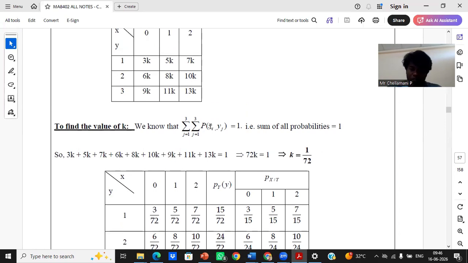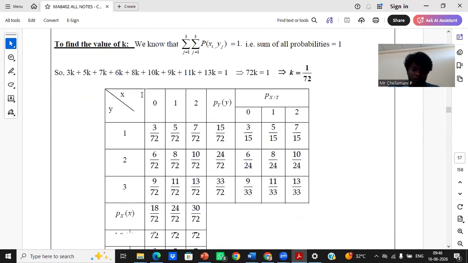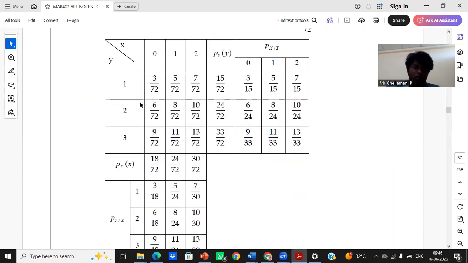So we substitute the k value in table number 1. Here x is equal to 0, 1, 2 and y is equal to 1, 2, 3. We substitute the k value: 3 by 72, 5 by 72, 7 by 72, and 6 by 72, 8 by 72, 10 by 72, and 9 by 72, 11 by 72, 13 by 72.